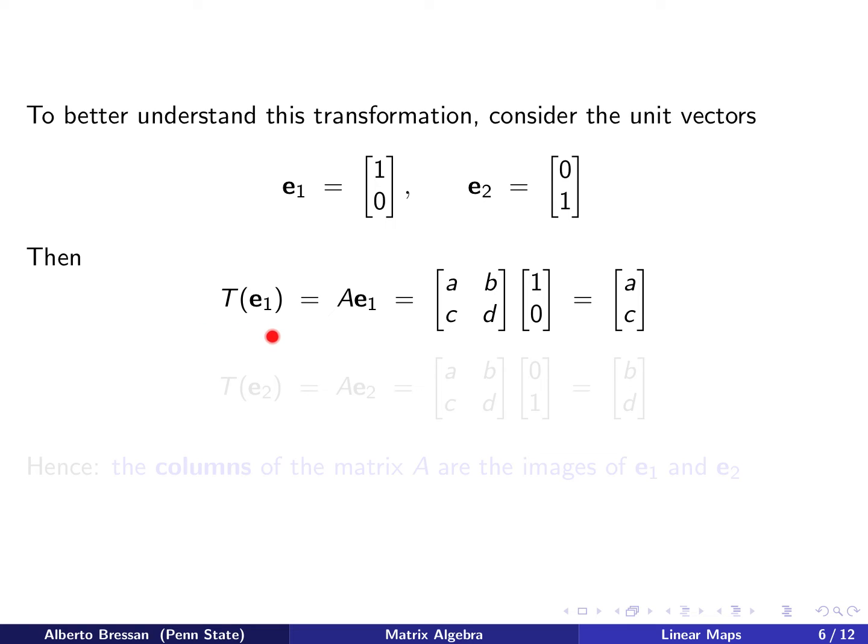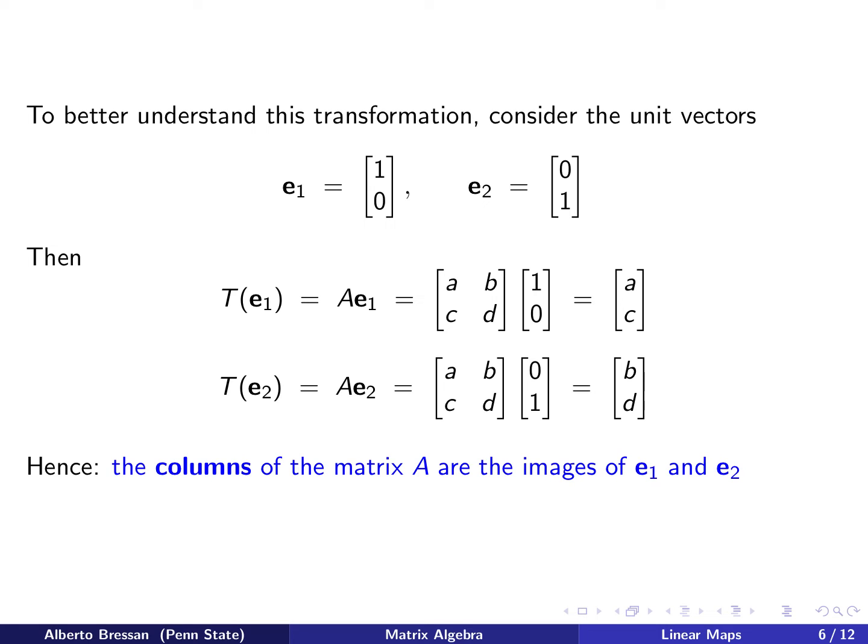So perform the linear transformation T of E1. It would equal A times E1. Let's put the A matrix here, multiplied by this unit vector. And then we see that this one crossed with that gives me a, and this one crossed with that gives me c. So it simply takes the first column of A. And a similar calculation can be performed on the second unit vector E2. You carry out this product, and you see that it returns the second column in the A matrix.